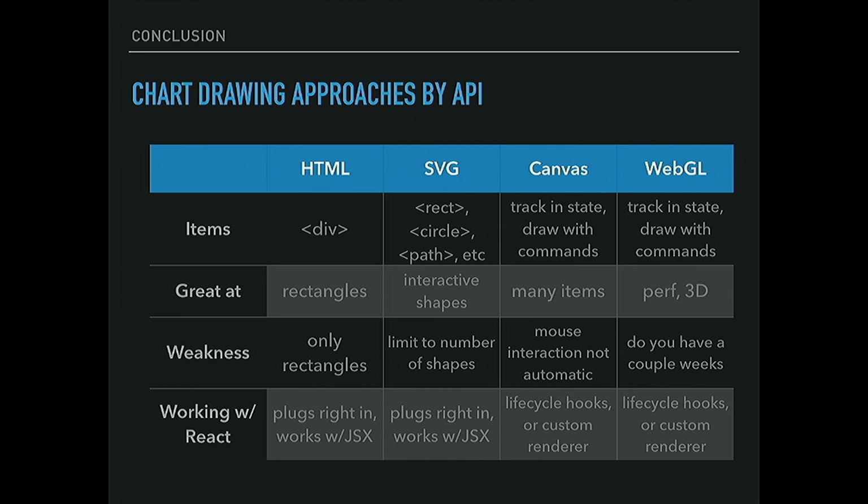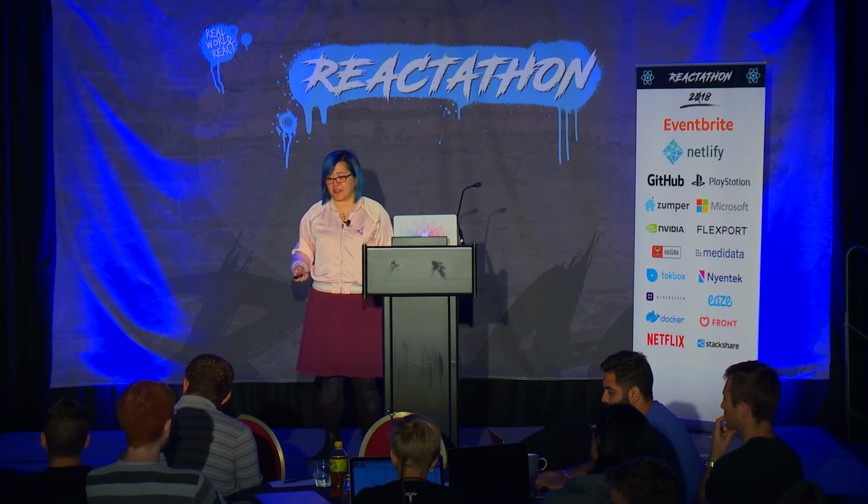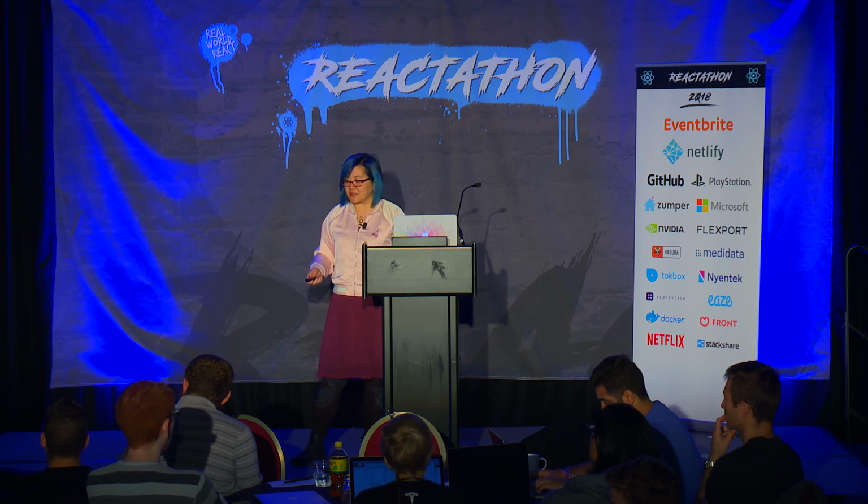So as far as working with React, HTML and SVG work exactly in the main paradigm that people are used to working with React. It plugs right in. You can declare it in JSX. And Canvas, I don't know, a lot of people might think it doesn't work with React, but it does. I mean, that's what all the lifecycle methods are in there for, so you can do other things that aren't just returning JSX. So you can use the lifecycle hooks, and you can write a custom renderer for both Canvas and WebGL. I haven't seen many WebGL custom renderers. That would be cool to see.